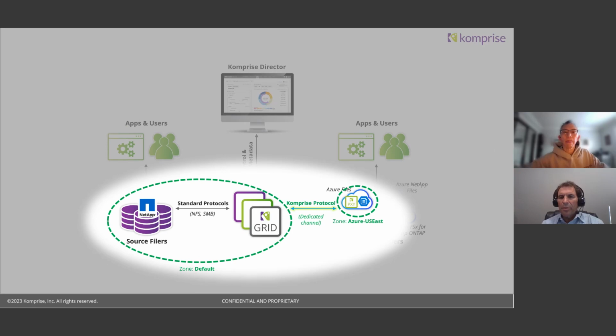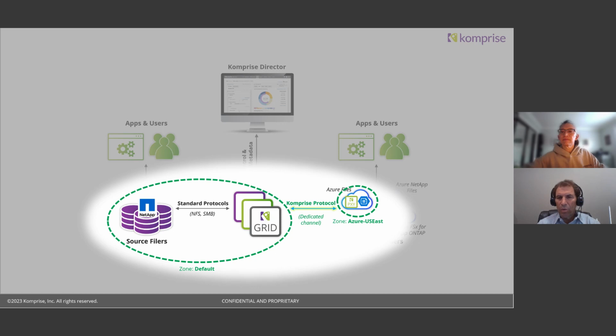Hey, Paul, a couple of questions came in. First one, does this require a Komprise proxy on the target side? And I think that question came in before you answered that, but the answer there is yes. If you're sending SMB data, we'll need a proxy on the other side. The reason is that this Komprise protocol is a proprietary dedicated protocol. So the proxy in the default zone on-prem is sending information in a proprietary protocol. We need a proxy on the other end to receive that protocol, unpack it, and send the commands over to the file server.